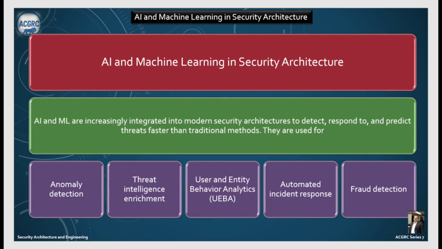AI and ML are increasingly integrated into modern security architecture to detect, respond to, and predict threats faster than traditional methods. They are used for anomaly detection, threat intelligence enrichment, user and entity behavior analytics, automated incident response, and fraud detection.